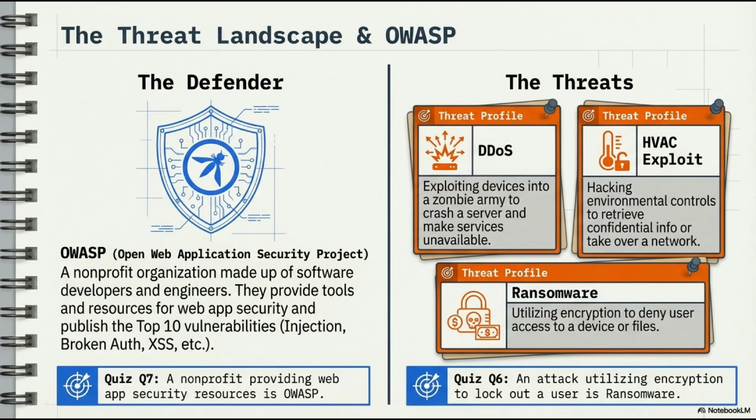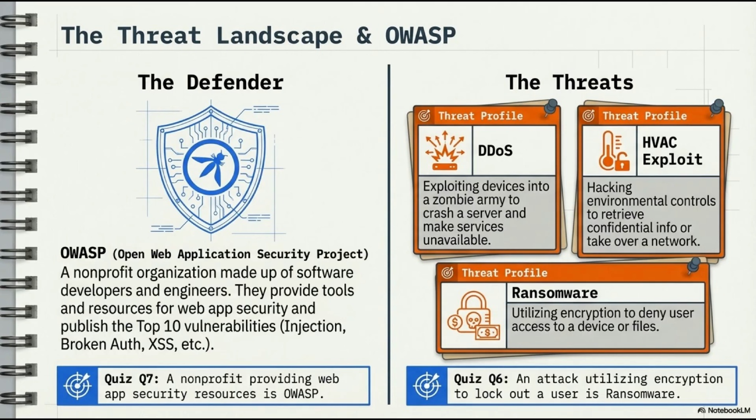And the threats. DDoS attacks, creating a zombie army of devices. HVAC exploits, hacking air conditioning to steal data. Yeah, that lateral movement tactic is devastating. And ransomware. Two targets locked here. The nonprofit providing security resources is OWASP, and an attack utilizing encryption to lock out a user or deny access is ransomware.